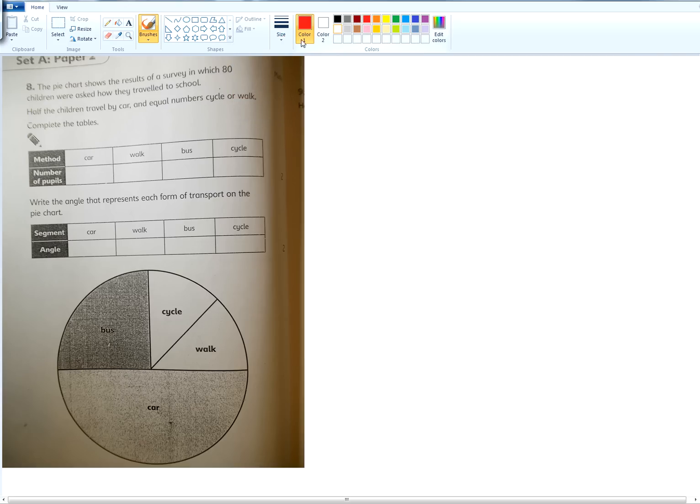Well done, Mr. Kamal spotted that. So if you start with 80 and half of them go by car, how many go by car? 40. Why? Because 80 divided by 2 is equal to 40. 40 go by car. An equal number cycle or walk. Now we can see from the pie chart that the bus takes a quarter.